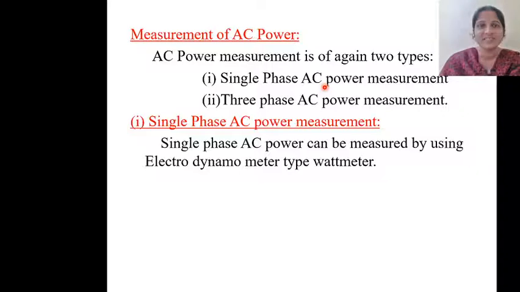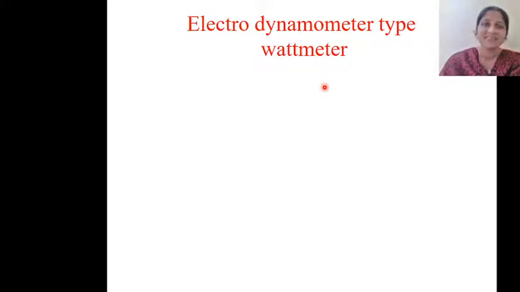In case of DC, the power is nothing but the product of voltage and current, so you can use an ammeter and voltmeter. Those are enough. But in case of AC, you need to measure the voltage, current as well as the power factor. So this can be done by the instrument wattmeter. The electrodynamometer type wattmeter is the instrument used to measure power in single phase AC.